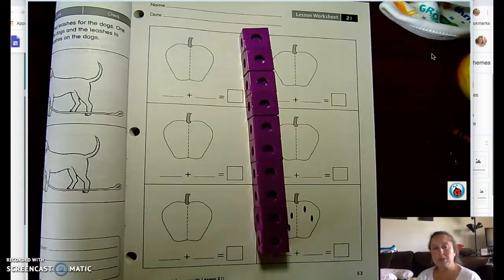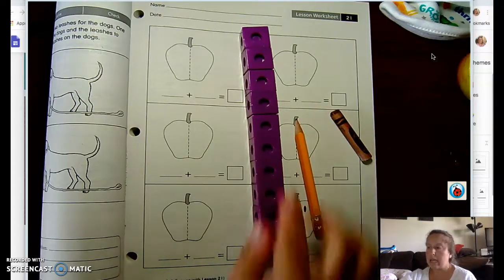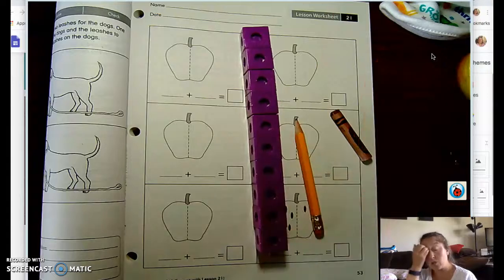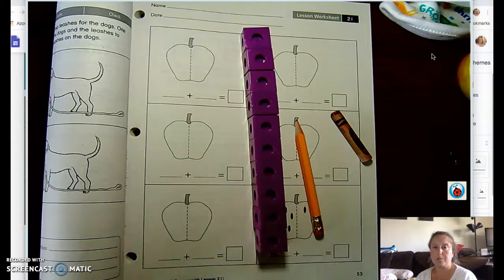Okay, so now Mrs. Smith is on page 53. I have my pencil ready. I also have my crayon if I wish to use it. And I have 10 counters. You can use blocks just like mine. You can use coins. You can use apple seeds. Whatever you have with you. You might want to pause to make sure you have the correct page and the correct items before we continue.